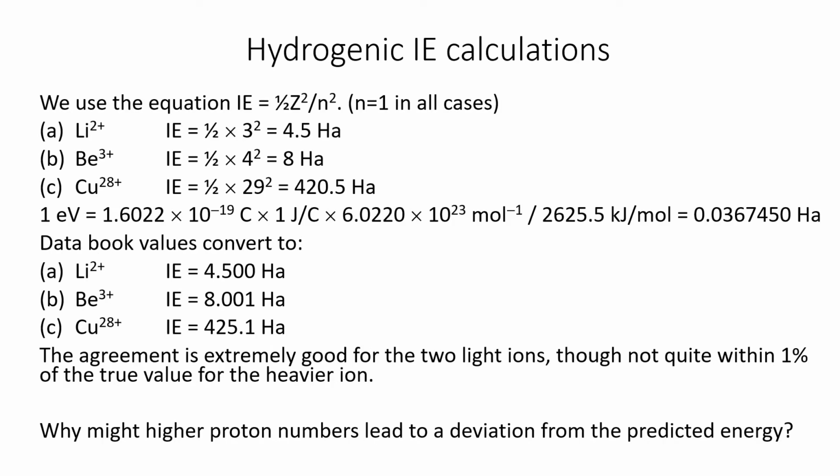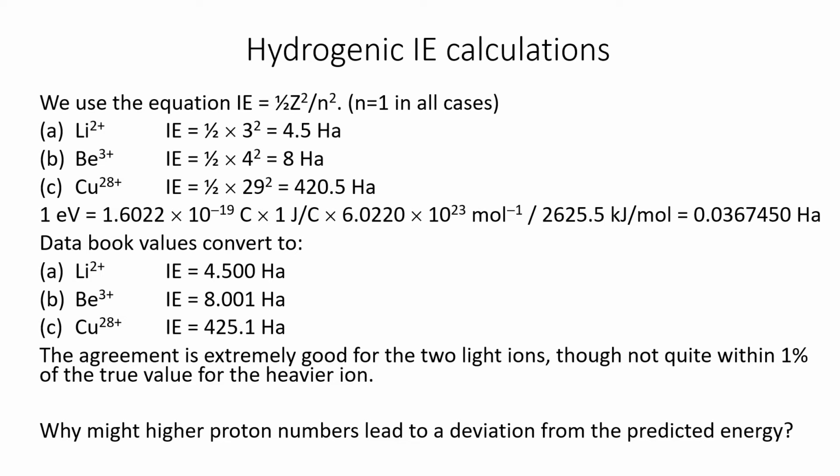Right, now here are the solutions. So the ionization energy of these species is just this very simple expression, half z squared divided by n squared. And of course n is 1 in all these cases because there's only one electron, so it's in the first shell. So we can kind of forget about that n really. So very straightforward calculation in atomic units there.